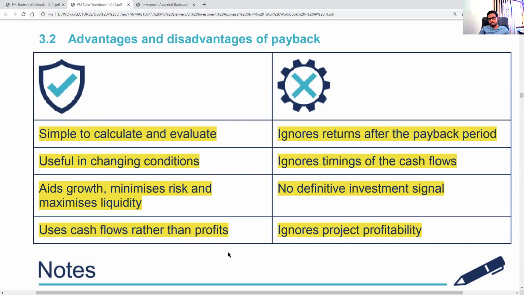Pretty much the same, but there is one advantage, that it is useful in changing conditions. That is one thing that I didn't see in my tube. All the other things are at risk. And yes, no definitive investment signal. We looked at it when we looked at the decision criteria, because you have to have a target payback, and your decision will be based on that. And therefore, the target is very subjective.